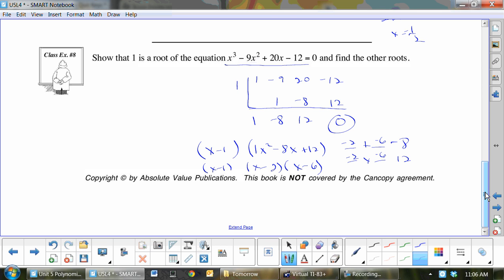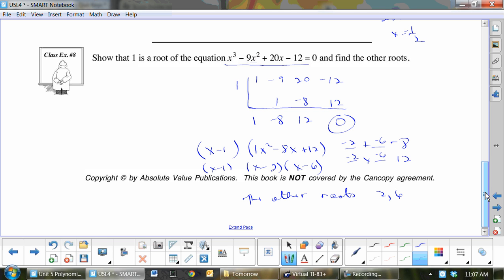So what are the other roots? I haven't even answered the question yet. Now the roots are 2 and 6. Now an easy way to check this over, put 2 into it above, and see if you get 0. Put 6 above, see if you get 0. Graph it. It better go through 1, 2, and 6, or else either you graphed it wrong or you did all your work wrong. Okay?